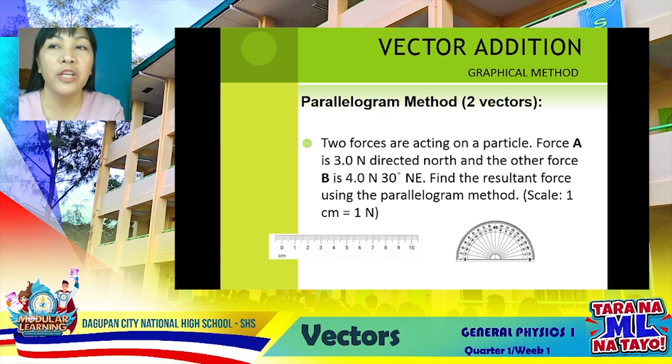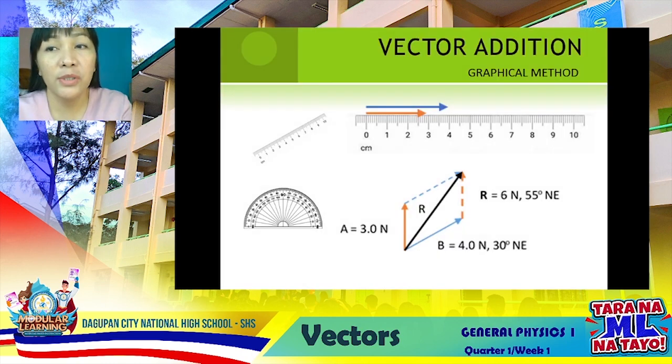Force A is 3 newtons directed north, and the other force B is 4 newtons 30 degrees northeast. Find the resultant force using the parallelogram method. Using a suitable scale of 1 centimeter to 1 newton, draw the arrows representing the vectors from a common point. Then, construct a parallelogram using the two vectors as sides, as shown in the figure, the broken vectors of A and B. Next, draw a diagonal of the parallelogram from the common point which is the resultant, R.